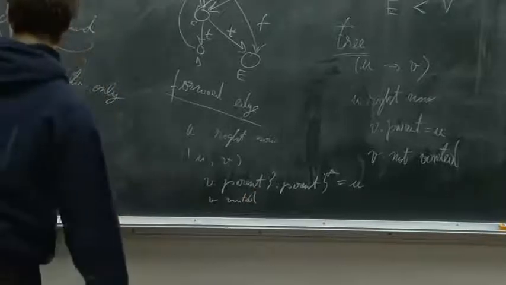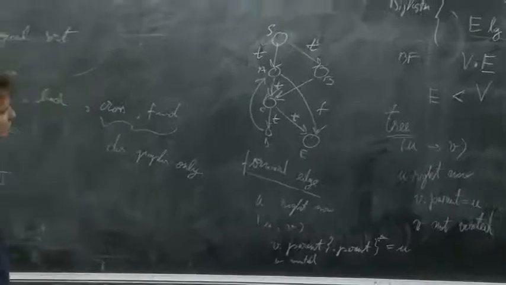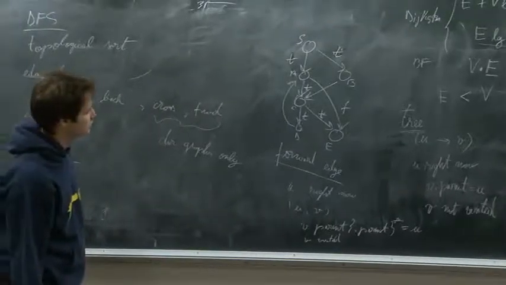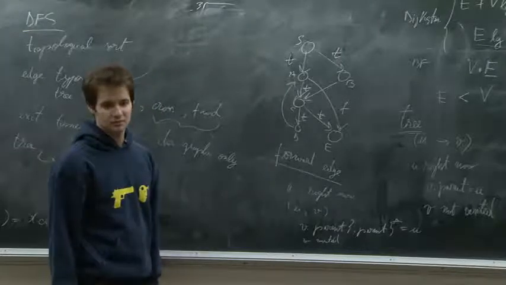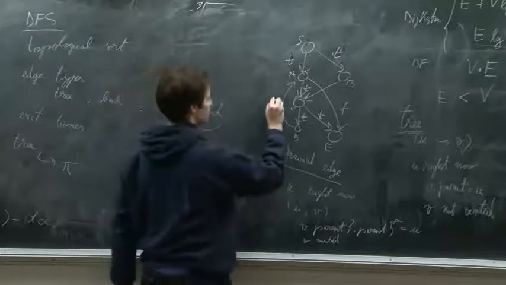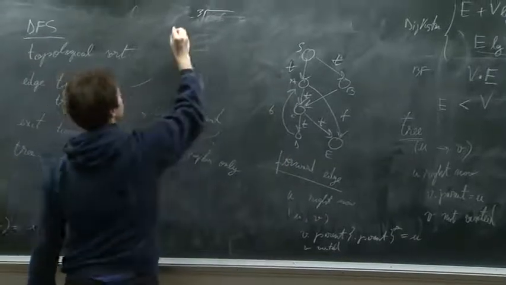Okay. So now we have two more edge types. We have back edges and we have cross edges, right? Show me a back edge here. DA is a back edge. Okay, back edges are also reasonably easy, so let's do those.